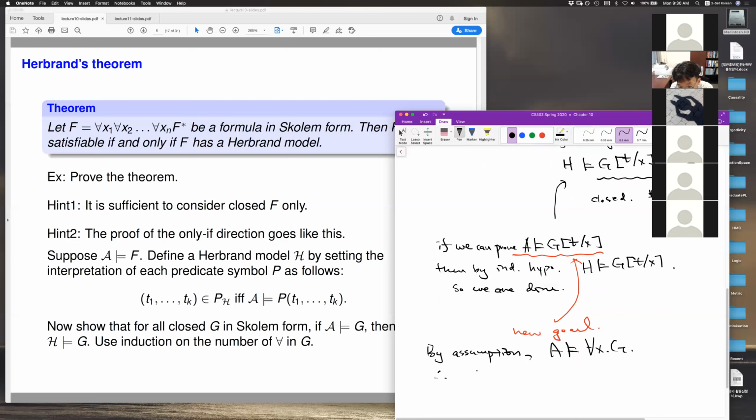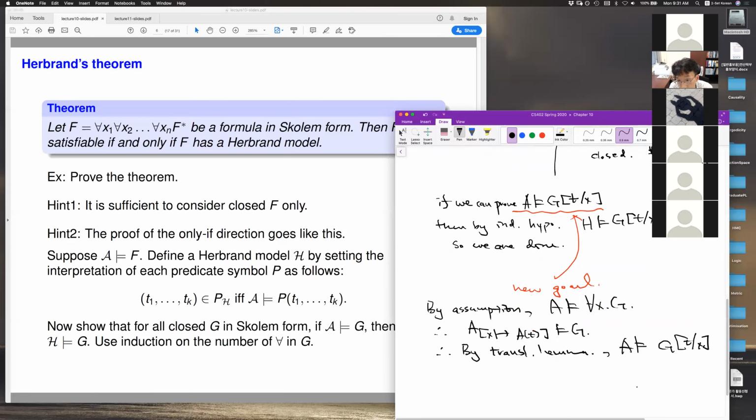So therefore, A where x is bound to A of t is going to satisfy the G. And now, if we use the translation lemma in its most general form, the statement that we have implies G, and this replacement is true. So that's exactly what we have and what we need to show, so we are done with the proof here.